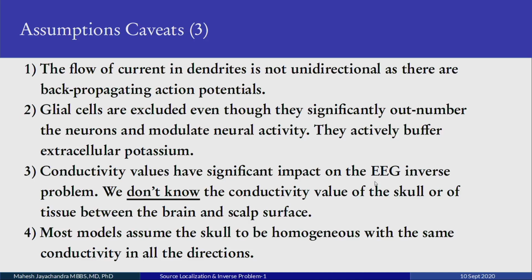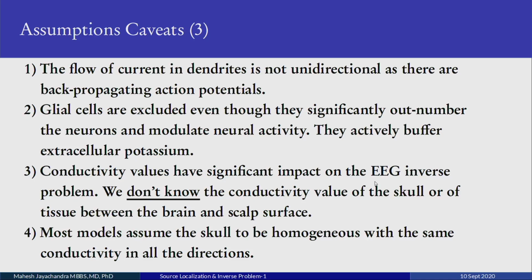Then there's another whole population of cells which we haven't even talked about. Those are called glial cells, and they significantly outnumber the neurons and modulate neural activity. For example, they actively buffer extracellular potassium, and if you look at their resting membrane potential, it's near the equilibrium potential of potassium. Okay, so they are usually not included in the source models.